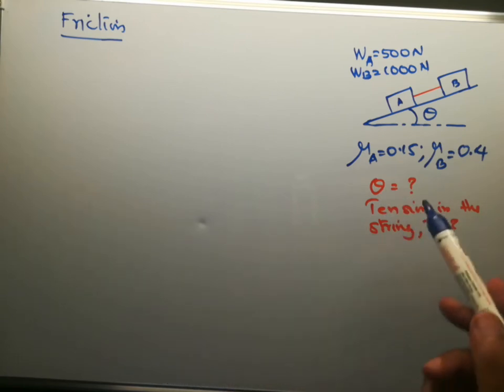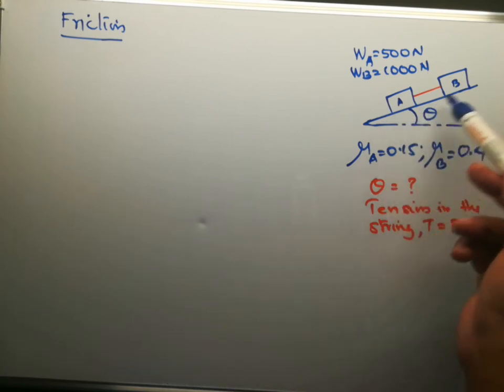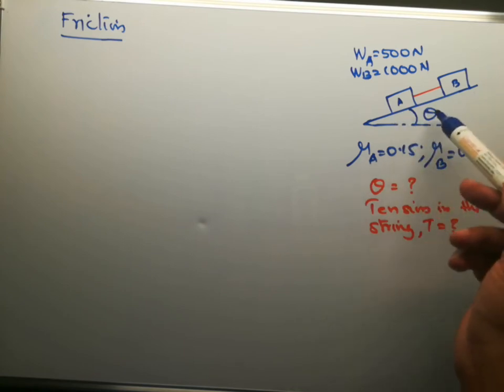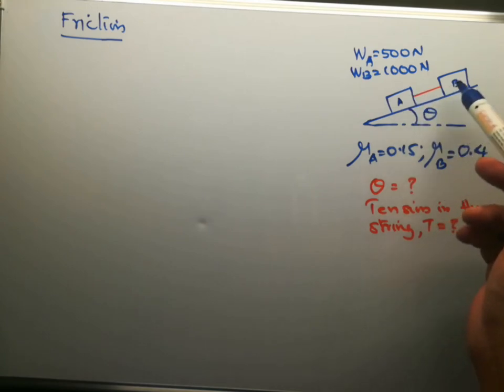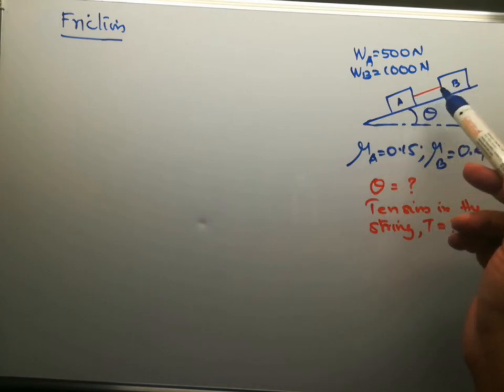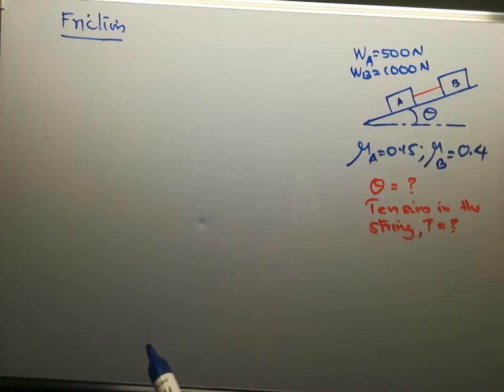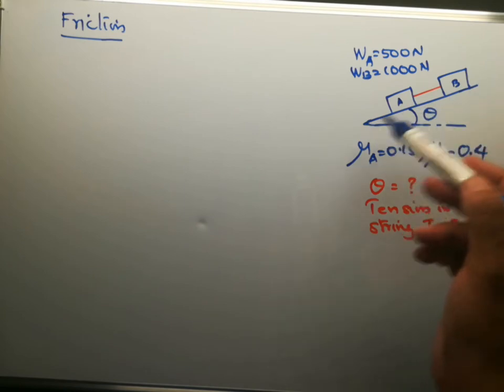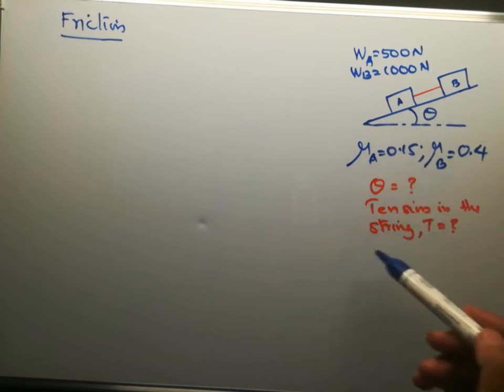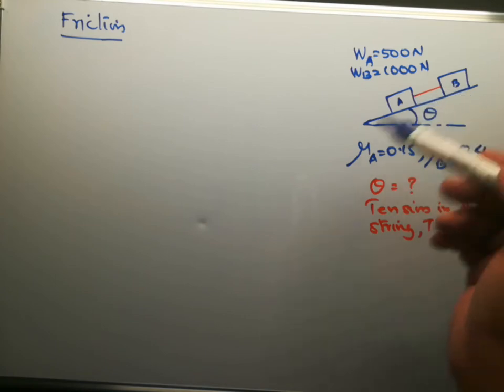We need to find the inclination of the plane with the horizontal, that is the value of theta, and also as we know, when these blocks tend to move, there will be some tension developed in the string which is connecting the two blocks. So the tension T also we need to find out. So we need to find the inclination of this plane with the horizontal, that is theta, and the tension T in the string.